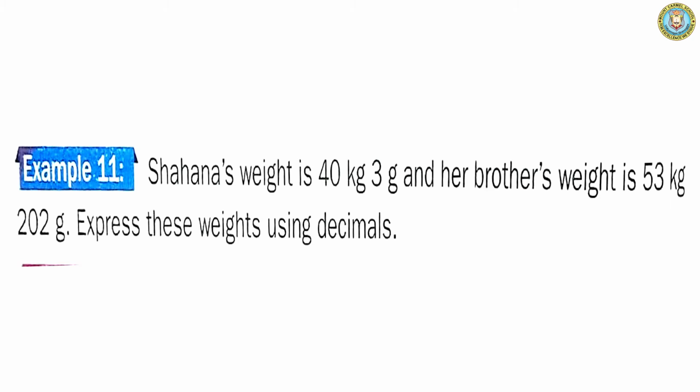Shahana's weight is 40 kg 3 grams, and her brother's weight is 53 kg and 202 grams. Express these weights using decimals. Here we have two persons. Each has a certain weight, but it is not in exact form. It is in kg and grams. So what do we have to do? We have to convert this into decimal. How to do that? Let us see.